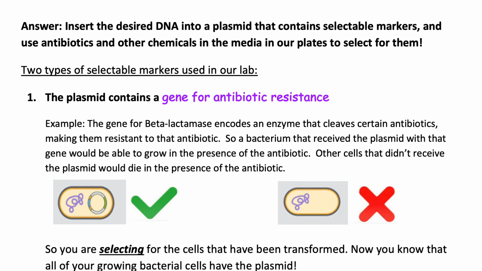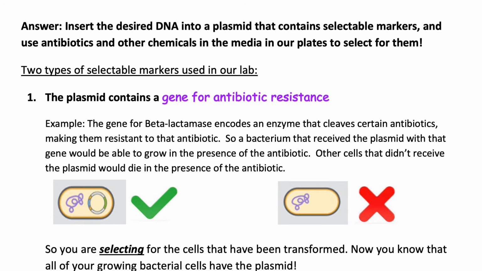The answer is that scientists insert the desired DNA into a plasmid that contains selectable markers. And then they use antibiotics and other chemicals in the media, in the plates, to select for them. So there's two types of selectable markers that we use in our lab. The first is a plasmid that contains a gene for antibiotic resistance.